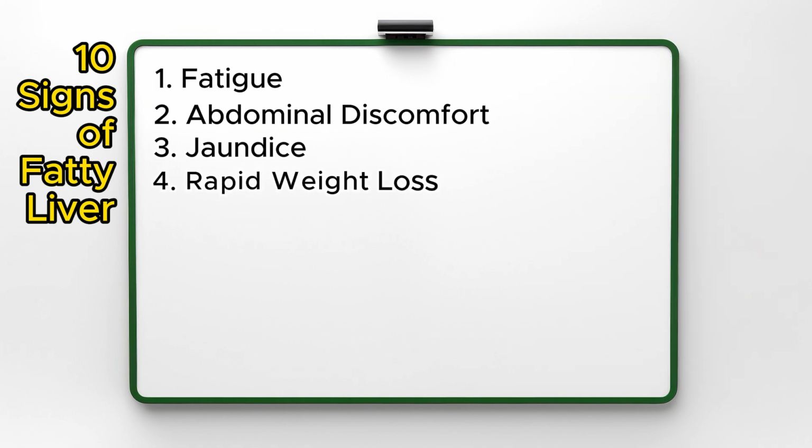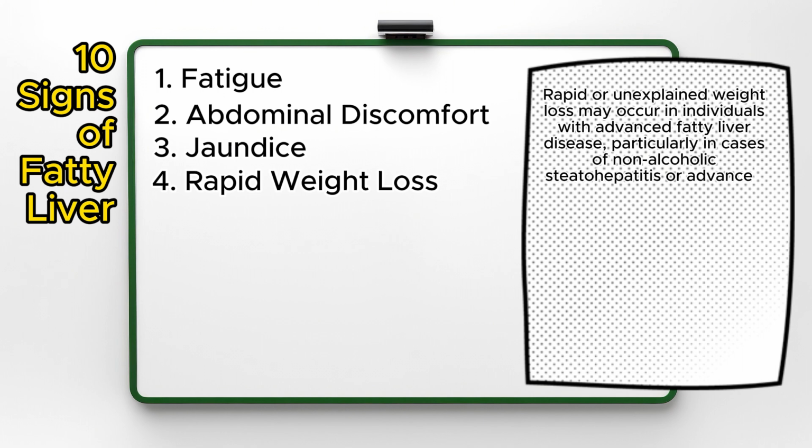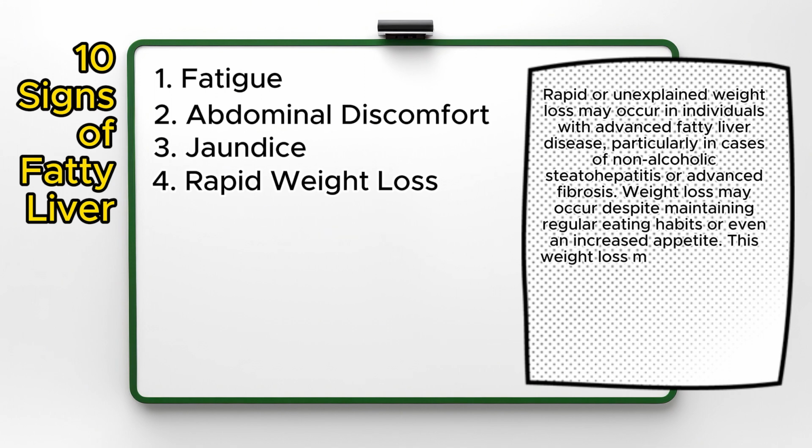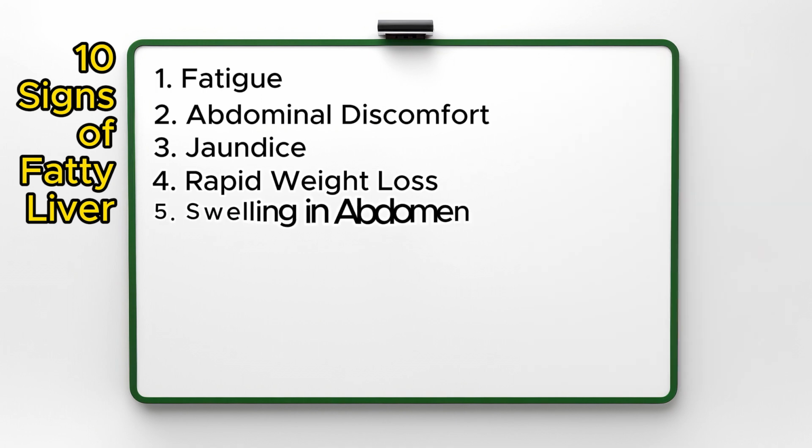Number 4. It's unexplained weight loss. Rapid or unexplained weight loss may occur in individuals with advanced fatty liver disease, particularly in cases of non-alcoholic steatohepatitis or advanced fibrosis. Weight loss may occur despite maintaining regular eating habits or even an increased appetite. This weight loss may be attributed to decreased nutrient absorption, increased metabolic demand due to liver inflammation, or metabolic changes associated with liver dysfunction.